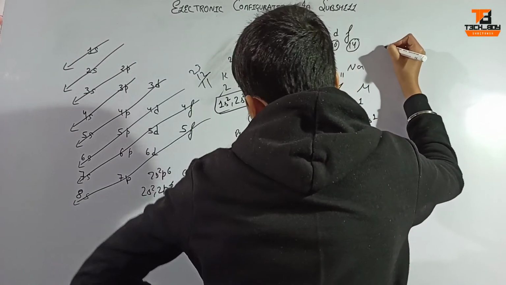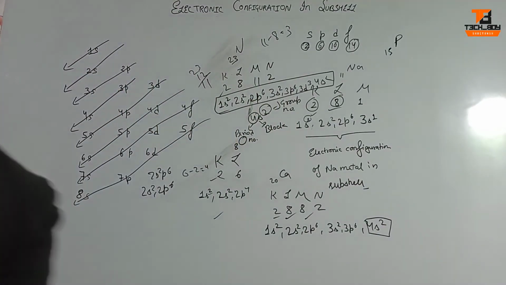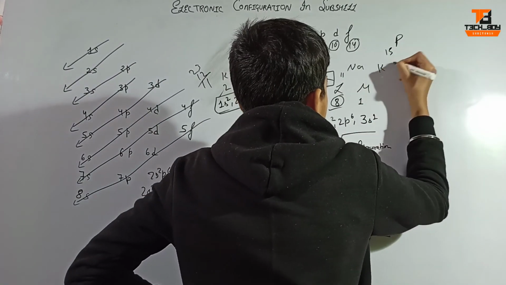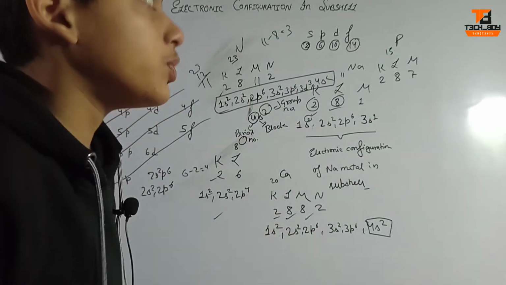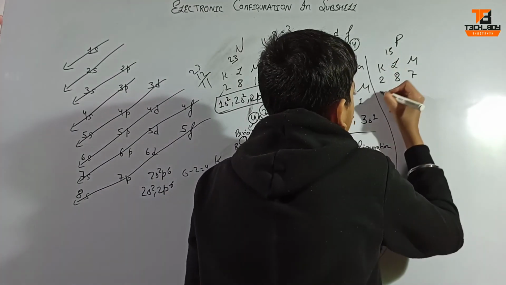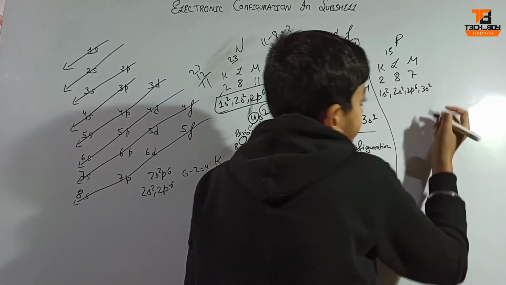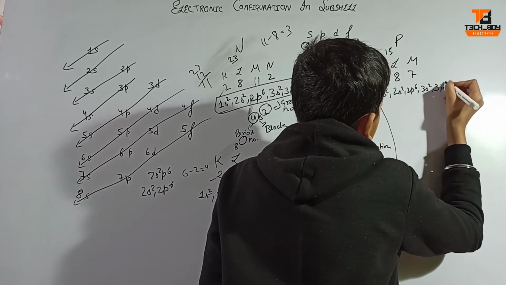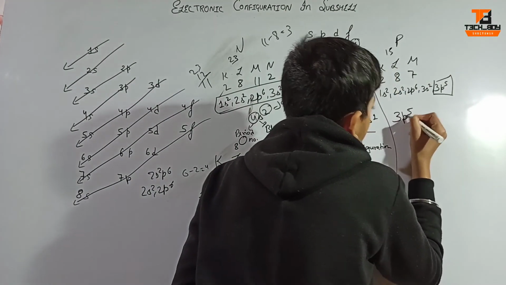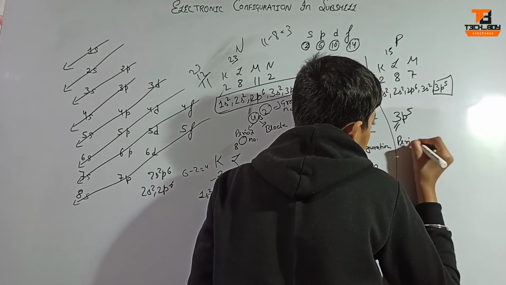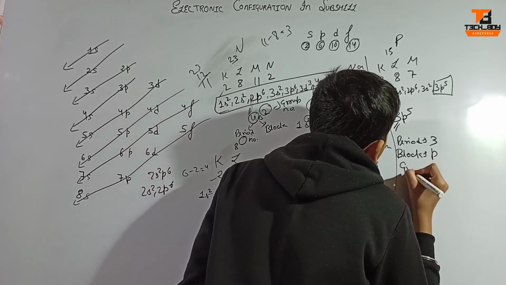just like, let's take phosphorus. Phosphorus atomic number is 15. So K, L and M: 2, 8 and 5. So here will be 1S2, 2S2, 2P6 and 3S2, 3P3. Here the outermost is 3P3. So this is the period number: period third. Block: P block. And the group is what?